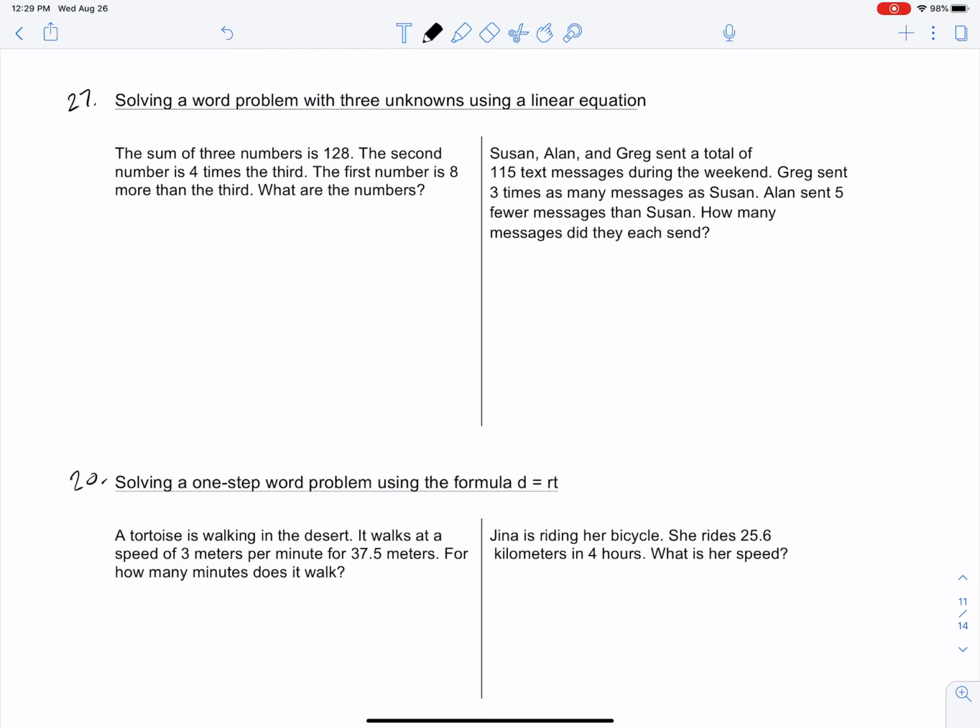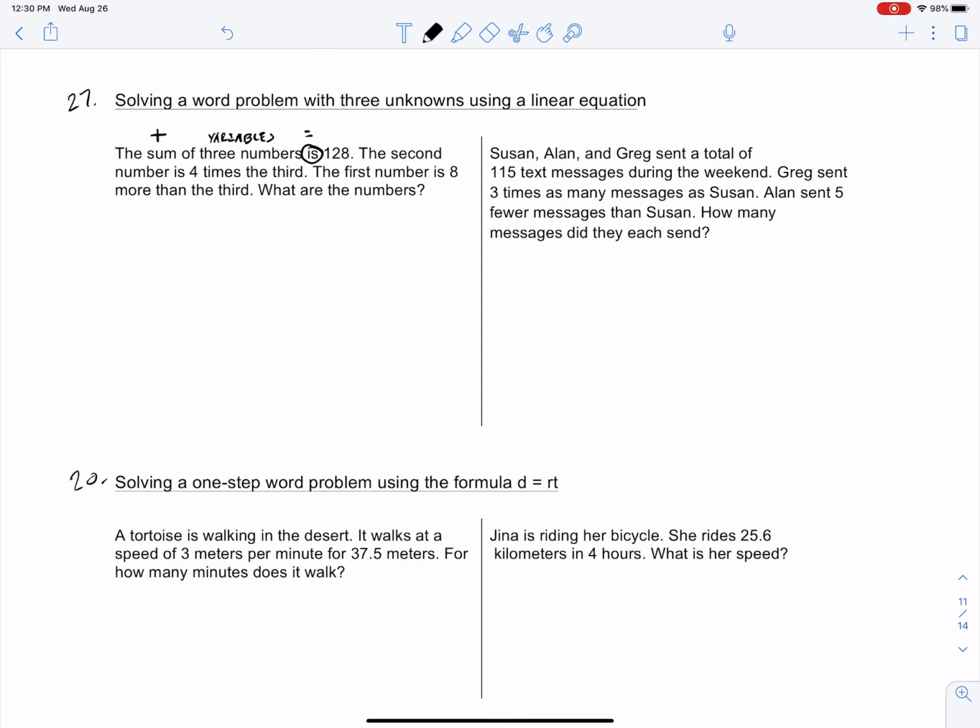The first sentence says the sum of 3 numbers. So I know sum means addition. I know there's going to be 3 numbers. I don't know what they are, so this is going to be variables. Is, you should be thinking equal sign, 128.